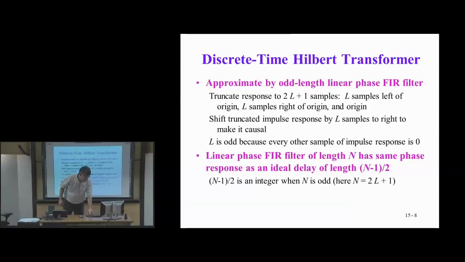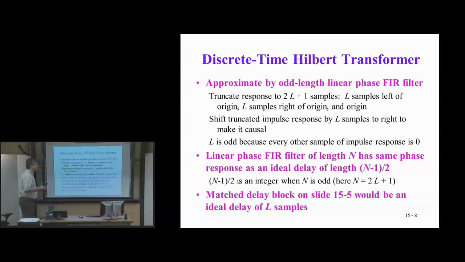In practice, we keep an odd number of samples in the impulse response, so we approximate by an odd length linear phase FIR filter. We truncate the response to be 2L plus 1 samples. We take L samples left of the origin, L samples right of the origin, and the origin itself. We then shift the impulse response by L samples to the right to make it causal. L is going to be odd because every other sample in the impulse response is 0. If L is even, we're just picking up 2 more zeros.